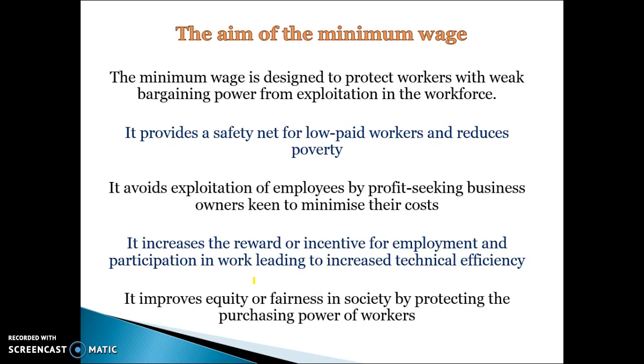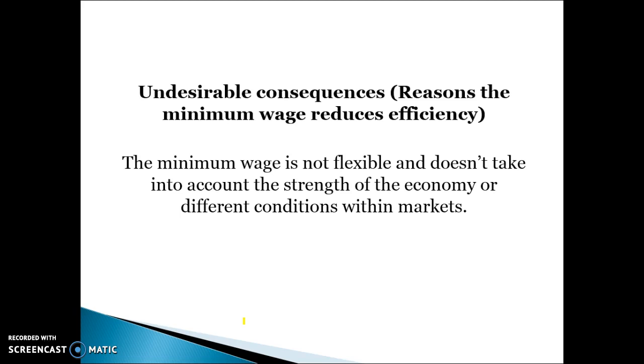The aim of the minimum wage is to protect workers with weak bargaining power, to provide a safety net for low paid workers, to avoid exploitation of employees by profit-seeking companies, which would occur in a free market. It increases the reward or incentive for employment, and should help to boost participation as well. So the idea is that you're going to get at least a certain amount of income, so you're less likely to be on welfare benefits and more likely to work. And it provides equity, but it also helps to boost technical efficiency in that we're using more of our available labour resources. Unfortunately, the minimum wage has led to several undesirable consequences that reduce efficiency in the allocation of resources.